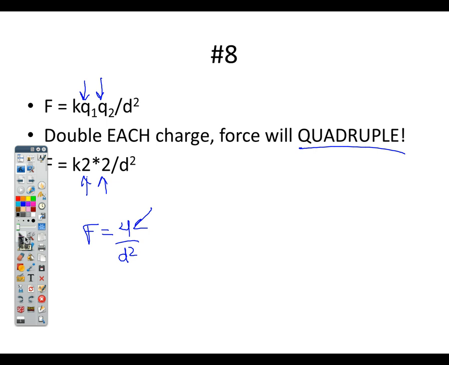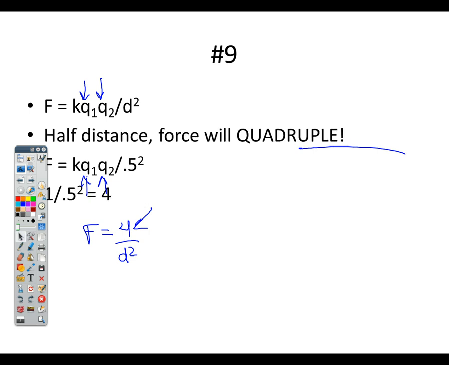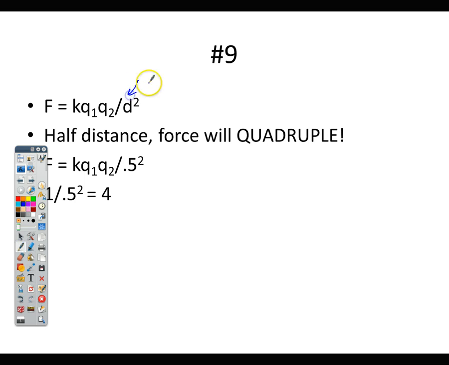In the next question, number 9, we have something similar happen. We change the equation again, but this time we're going to half the force. So this force becomes 0.5. When it becomes 0.5, 1 over 0.5 is equal to 4, so we know that that force again will go up by 4, so we say it quadruples.